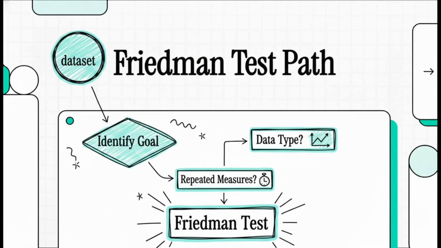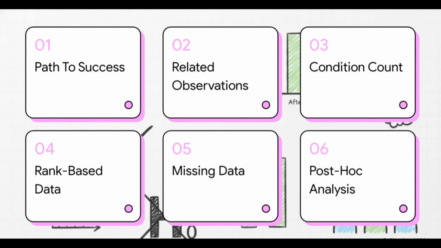Let's get into it. Here is our agenda, mapping out our 5 steps for success. We'll start with the path to success. Step 1 covers related observations. Step 2 is condition count. Step 3 is rank-based data. Step 4 looks at missing data. And Step 5 wraps up with post-hoc analysis.